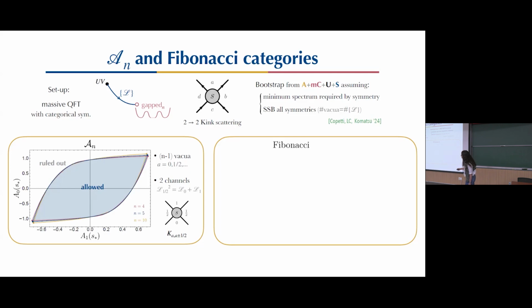And this is an exclusion plot you can get. So these are the two allowed partial amplitudes at a given energy. Everything outside is ruled out. It's not compatible with these principles. And inside, it's allowed. So you see that for different n, you get similar shapes. And these vertices here are actually integrable. And the lower one is precisely these deformations of minimal models by phi-1,3 operators.